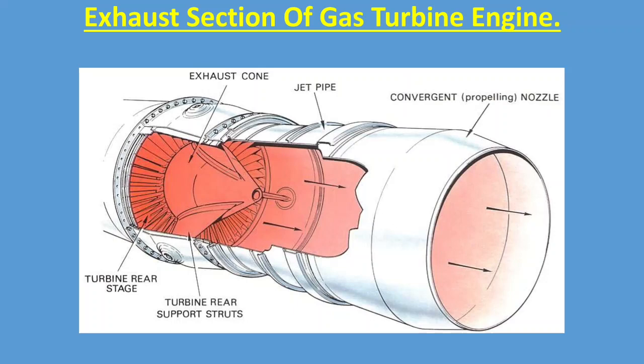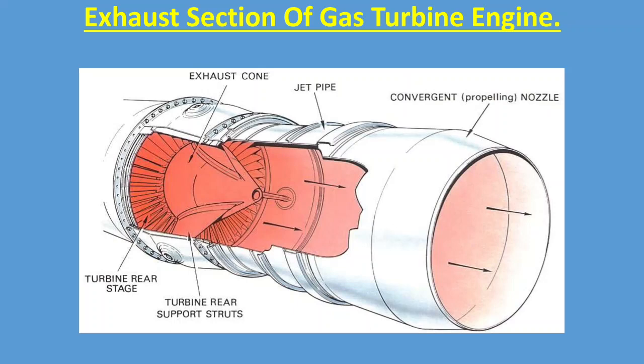An exhaust section is made up of several components including the exhaust cone, the exhaust duct often referred to as the tailpipe or jet pipe, and the exhaust nozzle or propelling nozzle. But before we discuss these components, we will discuss the materials used in the exhaust section.